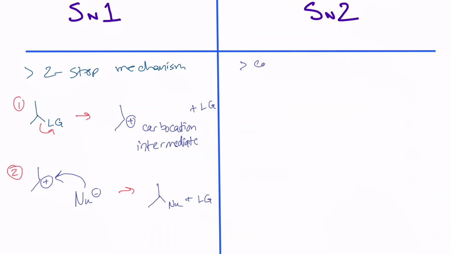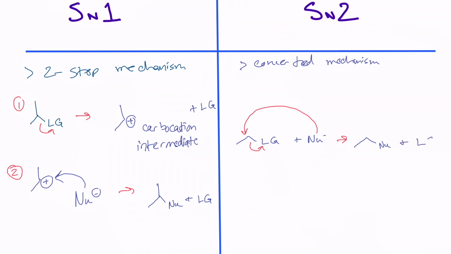And then an SN2 reaction is different in that it's a one-step reaction. It's what we call a concerted mechanism, like I mentioned earlier. So in an SN2 reaction, let's say you have some compound with some leaving group, and then you have some nucleophile. Your nucleophile will attack, and at the same time your leaving group will leave, giving you your end product. It will look something like this: a nucleophile, and then your leaving group.